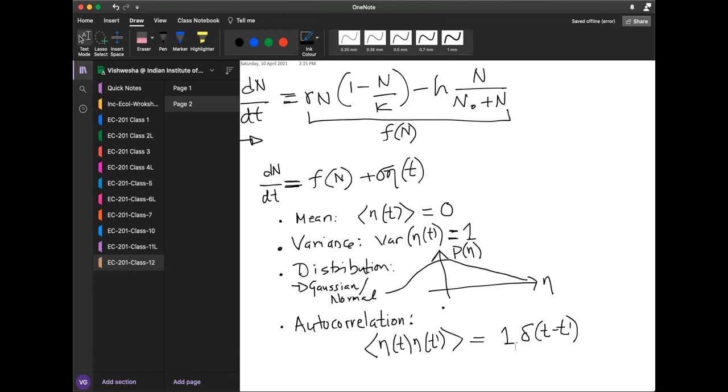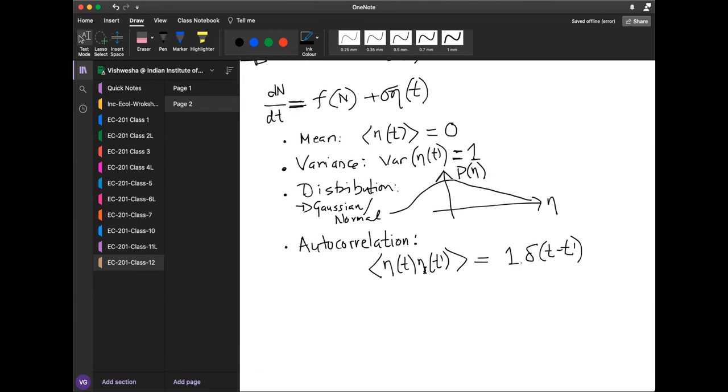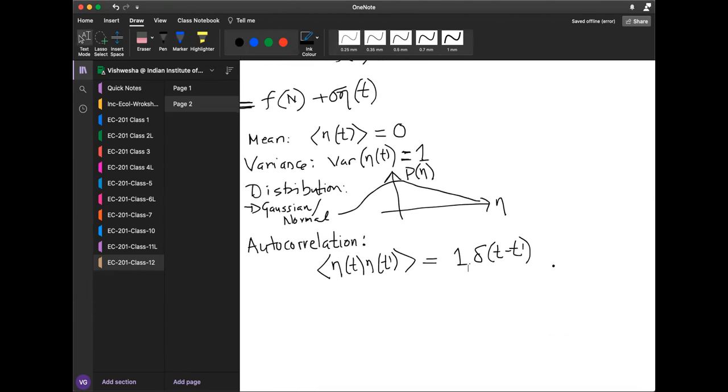Do people understand this notation? No, feel free to say no. I'll just explain what it means. It basically means that if I take random numbers separated by two time units apart, so what does this mean? So this basically means the following.